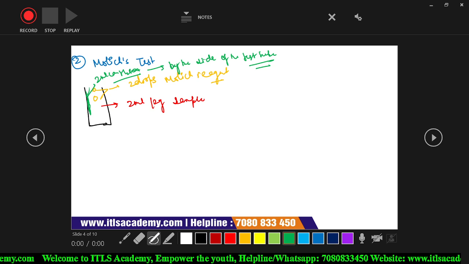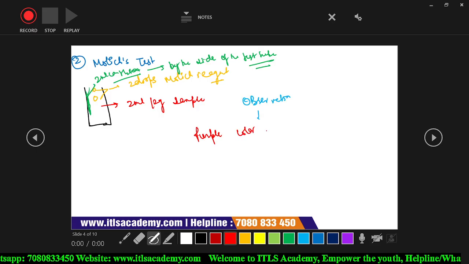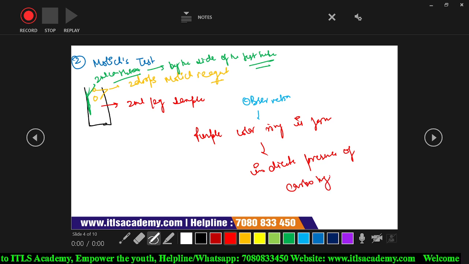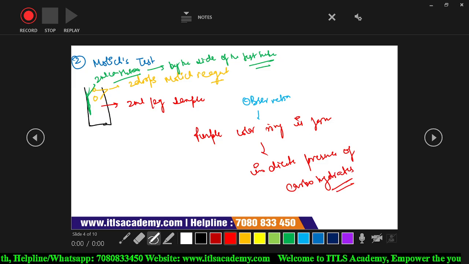Then we observe that a purple color ring is formed, which indicates the presence of carbohydrates.